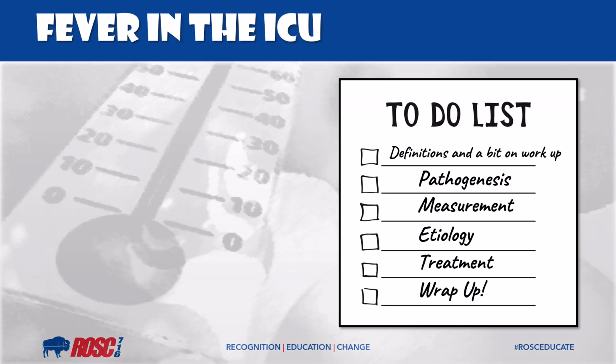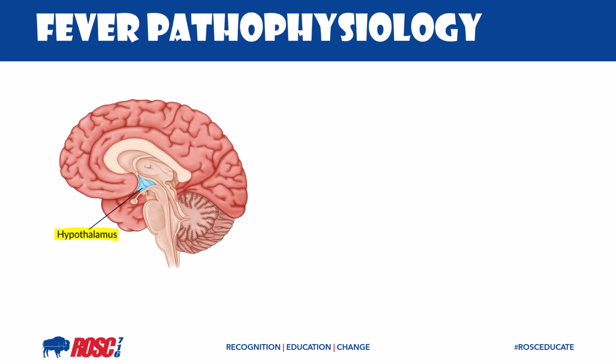Okay, now we got definitions and a bit on workup out of the way, and next will be the pathogenesis of fever. Now, the pathophysiology of fever is a very complex process to understand, so I teach myself the KISS method, and it's really so I just understand the basics and understand how my treatment modalities work. So obviously here we have a brain. Within the brain we have the hypothalamus. Now, the hypothalamus is the thermal regulatory system for the body. The way I think about it, it's the body's thermostat.